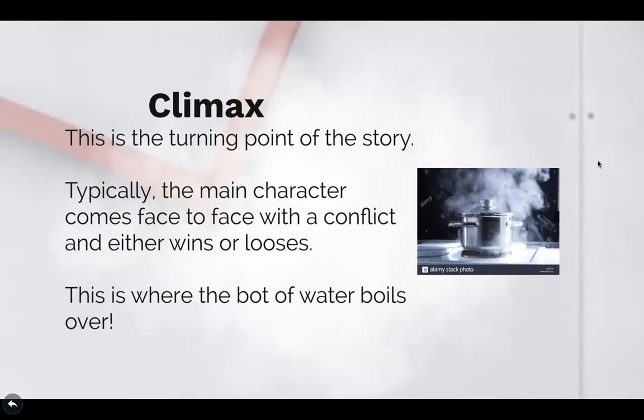As the pot of water begins to increase in temperature, eventually it's going to boil over. This is the climax. Importantly, this is not always the most intense or the most exciting part of a story, but moreover, it's where the character comes face to face with the conflict at hand, and they either are successful or they are unsuccessful. This is that turning point where the problem is solved one way or another.